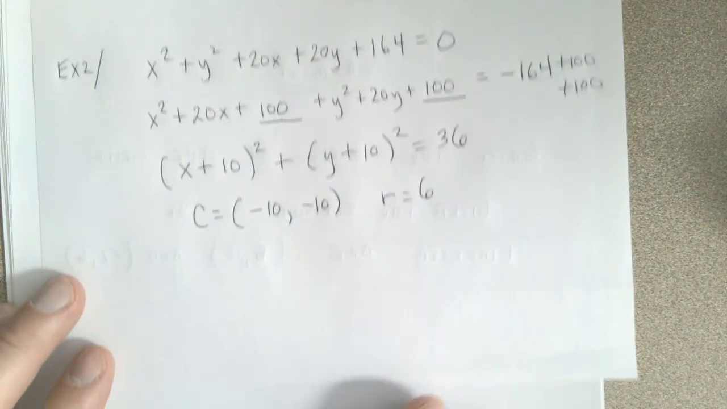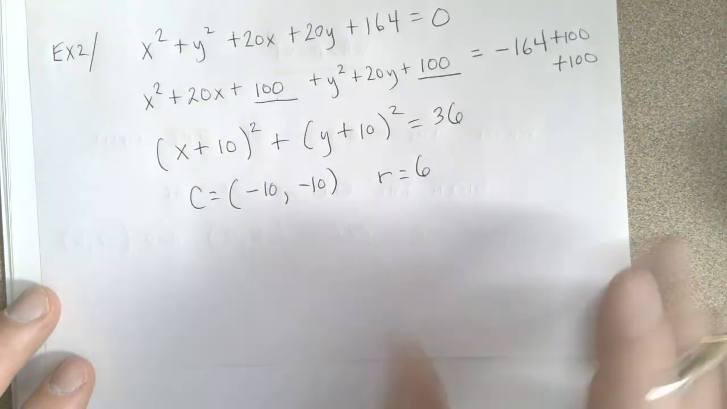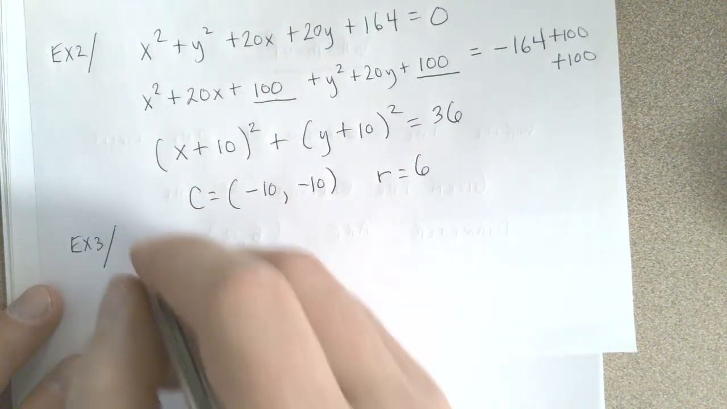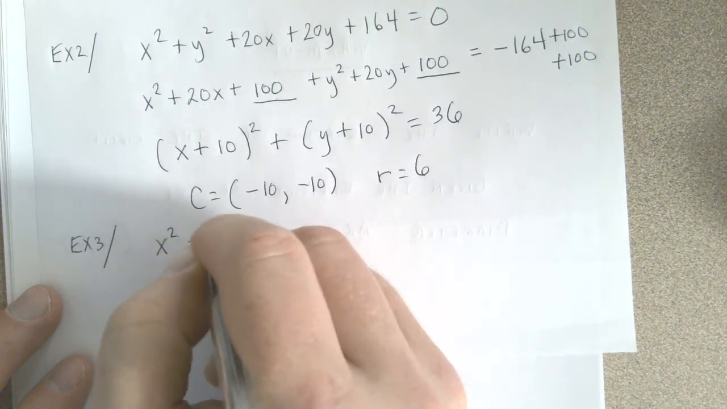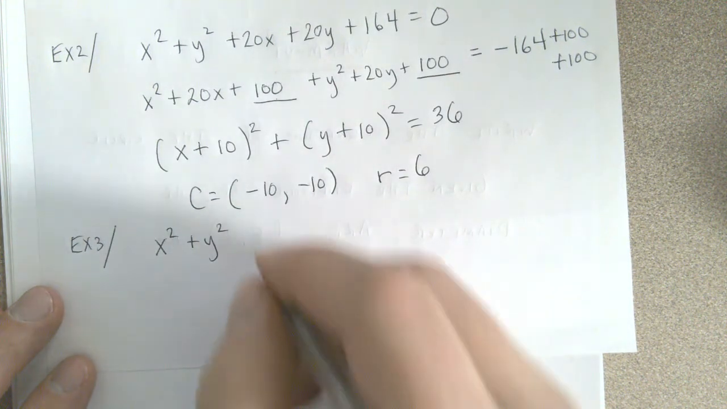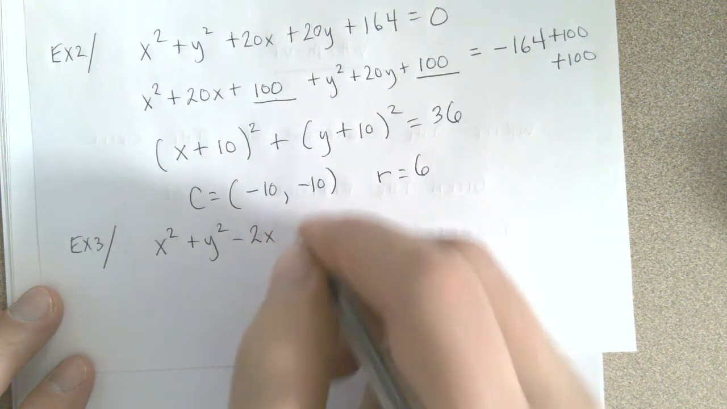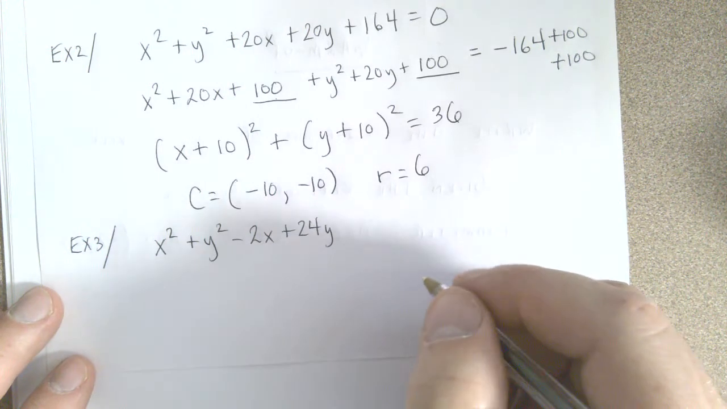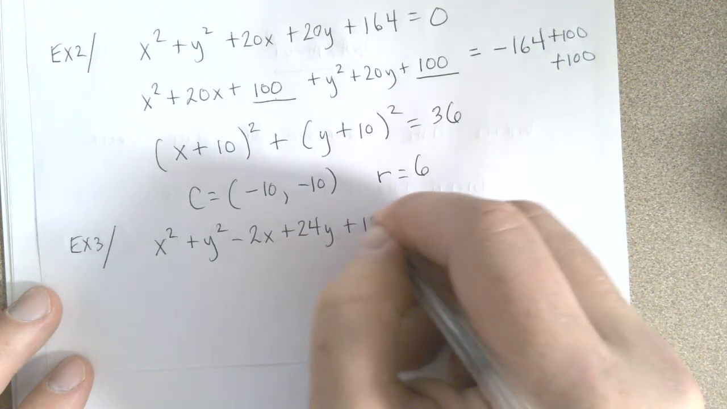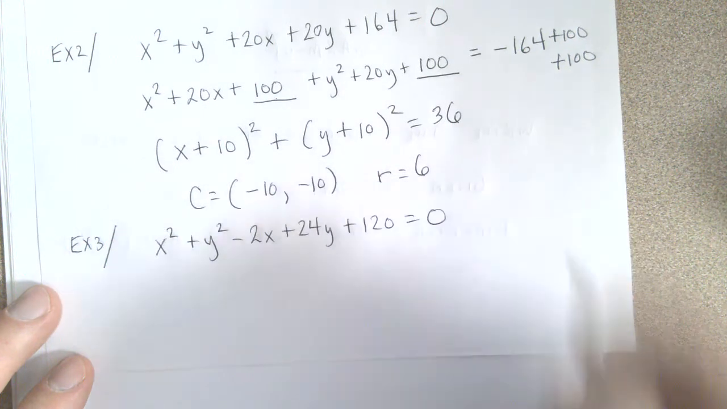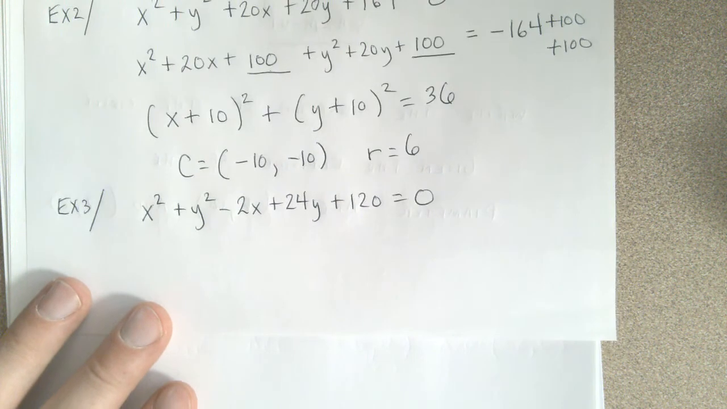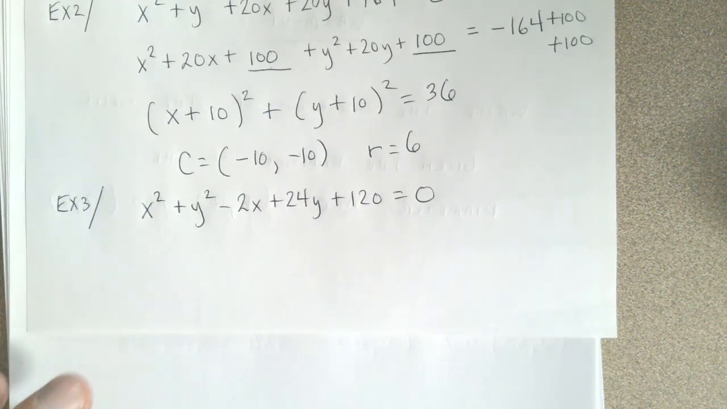Okay, I'm going to give you one more, and I want you to do this one on your own, and then we'll go through it here in just a few minutes, just so you can kind of check to see that you're on the right track. x squared plus y squared minus 2x plus 24y plus 120 equals 0. So again, see if you can put the equation of the circle in standard form, and then find the center and find the radius.